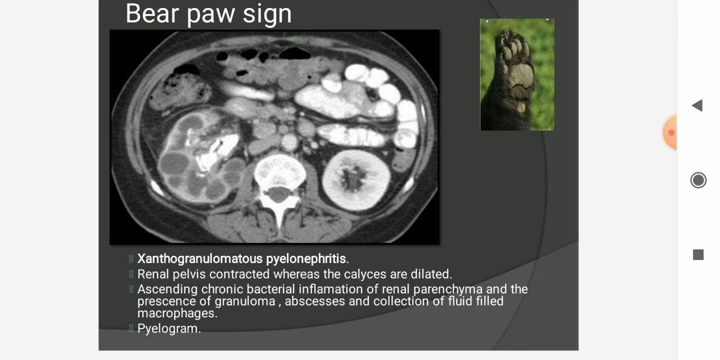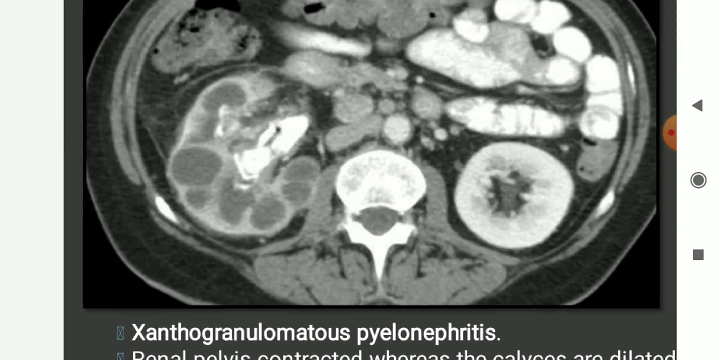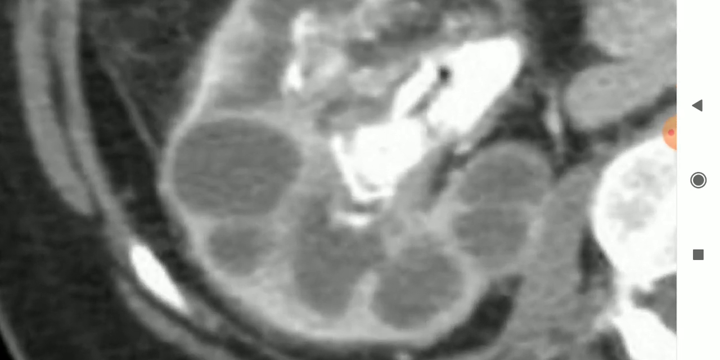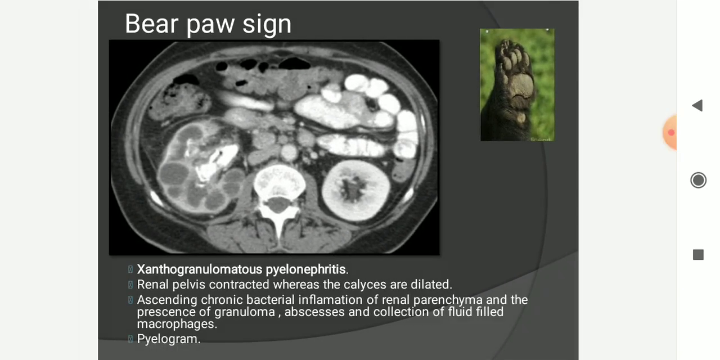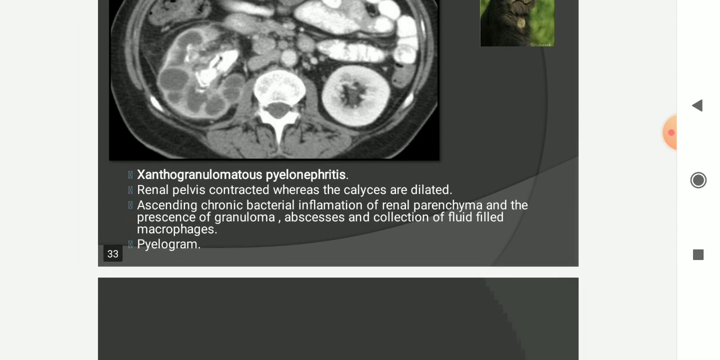It may be ascending bacteria which cause inflammation of the renal parenchyma and cause dilation of the calyxes. So when it is dilated, it looks like this, here we can see in this image. These are the black areas, and here they are the dilated calyxes. So it seems like a bear paw sign, and the cause, as I said, is definitely a bacterial infection, and the method is pyelogram. Again, intravenous contrast is used.